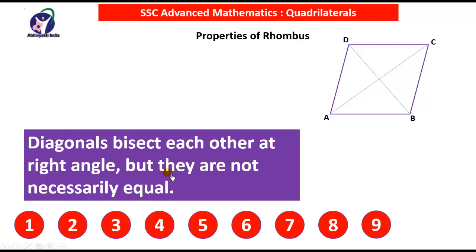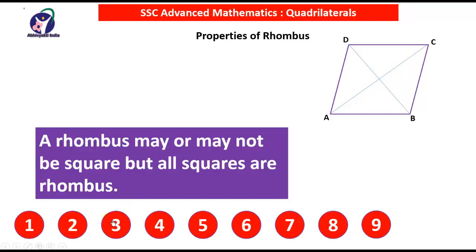because they bisect each other. Then the third property is that a rhombus may or may not be square, but all squares are rhombus. Square can be a rhombus, but all rhombus cannot be square. If the angles are 90 degree, then it will be a square, and if the angles are not 90 degree, then it will be simply a rhombus.